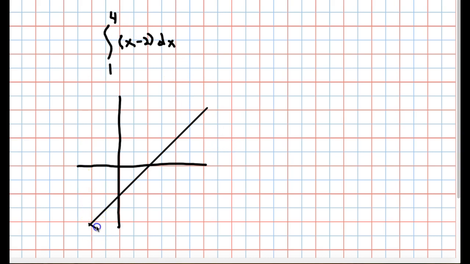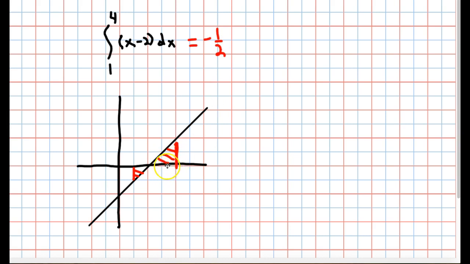Alright, now I want the area under this curve from 1, so right here, up to 4, so right here. So I'm finding these areas. So this actually ends up being the same as the last problem, right? This area right here, since it's below the x-axis, would be 1/2 times 1 times 1, but it'll be negative since it's below the x-axis, so that area would be negative 1/2.